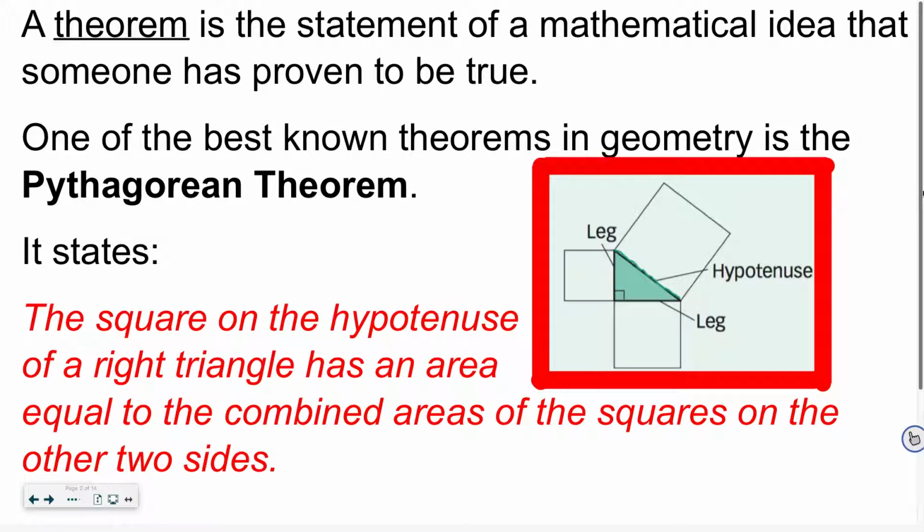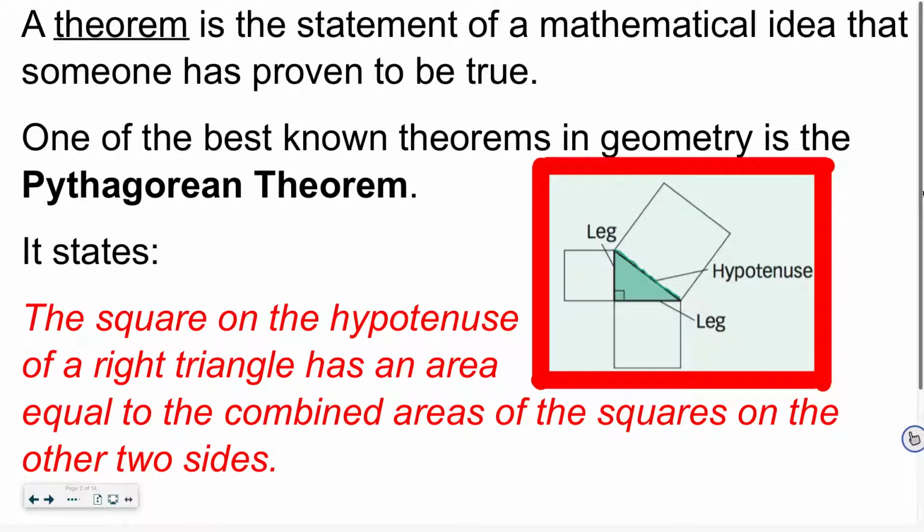So this is the technical definition of the Pythagorean theorem. When you write that statement down: the square on the hypotenuse of a right triangle has an area equal to the combined areas of the squares on the other two sides. That might not make sense to you right now. That's okay. There are words in that statement that you don't know yet, and that's okay. But I also want you to draw the picture, just a little sketch. When you're learning the Pythagorean theorem, sometimes the visual is easier to see than the words.